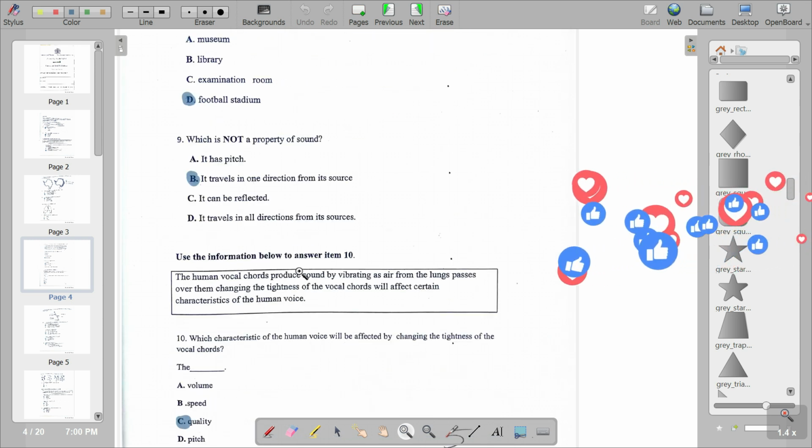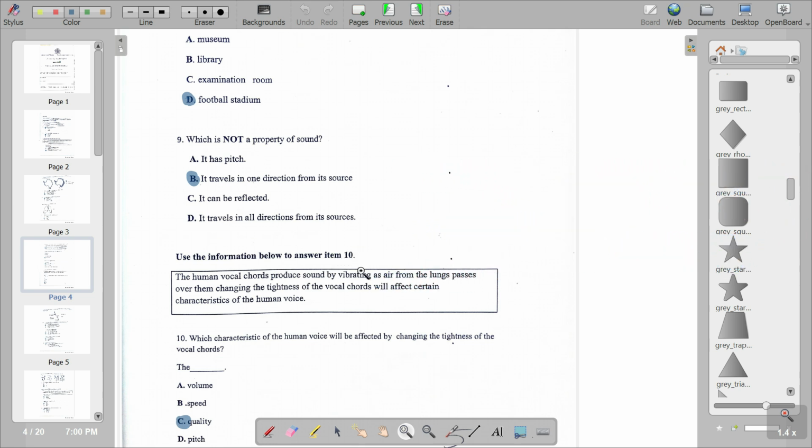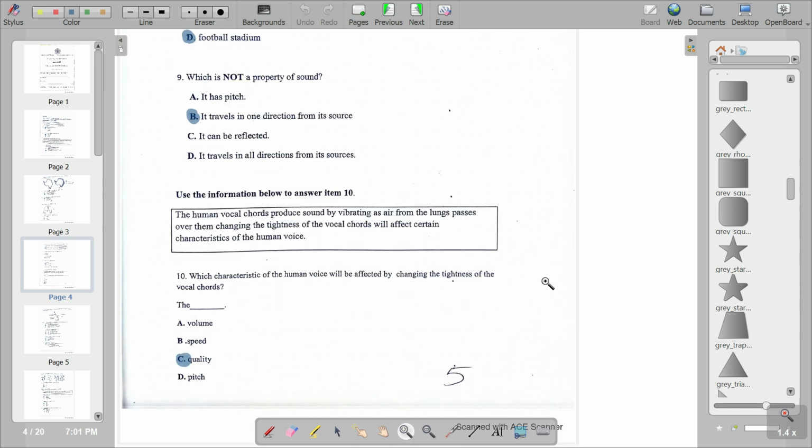All right, use the information below to answer item 10. The human vocal cords produce sound by vibrating as air from the lungs passes over them. Changing the tightness of the vocal cords will affect certain characteristics of the human voice. What's that now? Let's see. So which characteristics of the human voice will be affected by changing the tightness of the vocal cords?